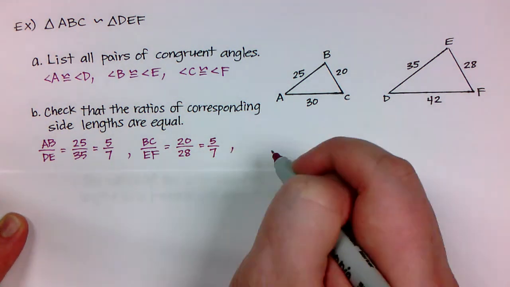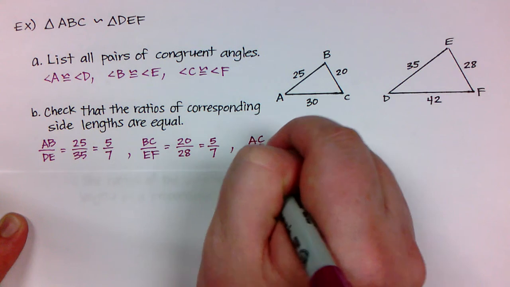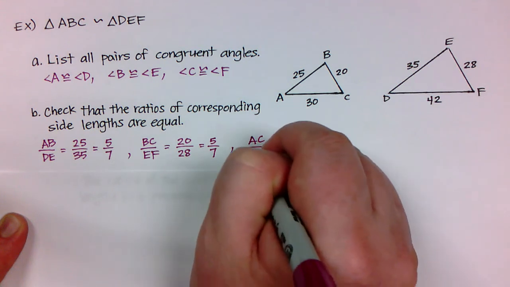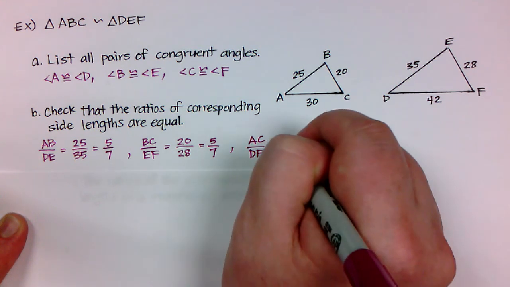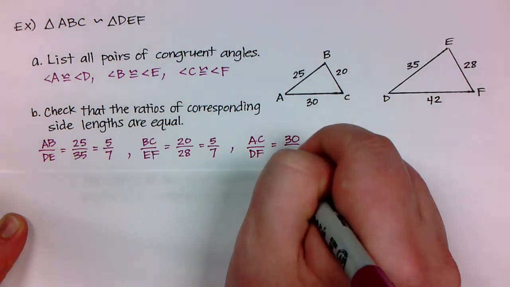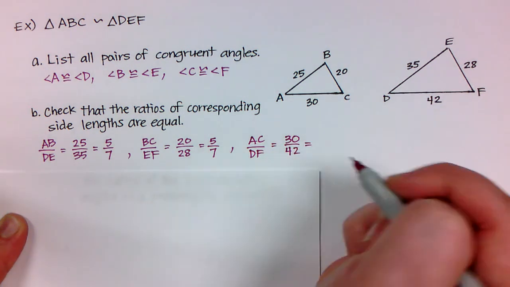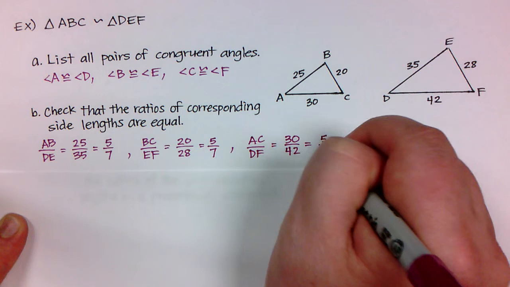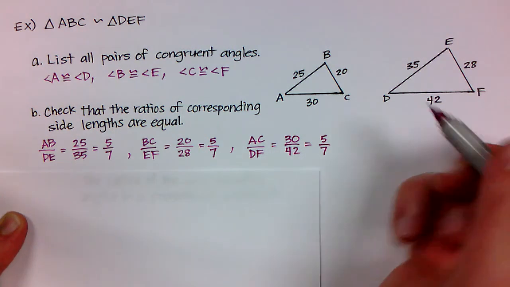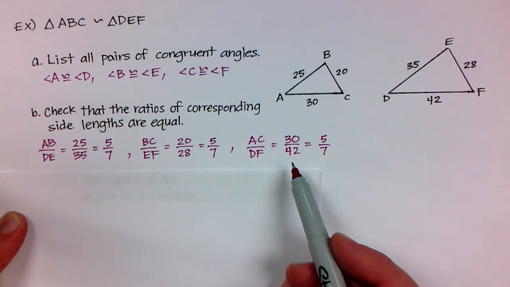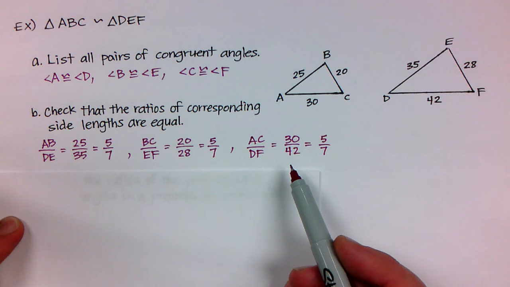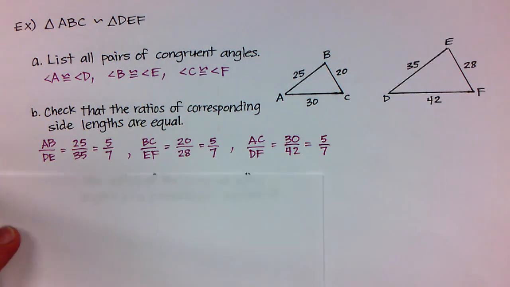And so you guessed it, when we do the third one, AC compared to DF, I'm going to get the same ratio. That's going to be 30 over 42. Divide both of those by 6, and I get 5/7 again. So I can see that all three of those corresponding side lengths are equal, that those ratios are the same.